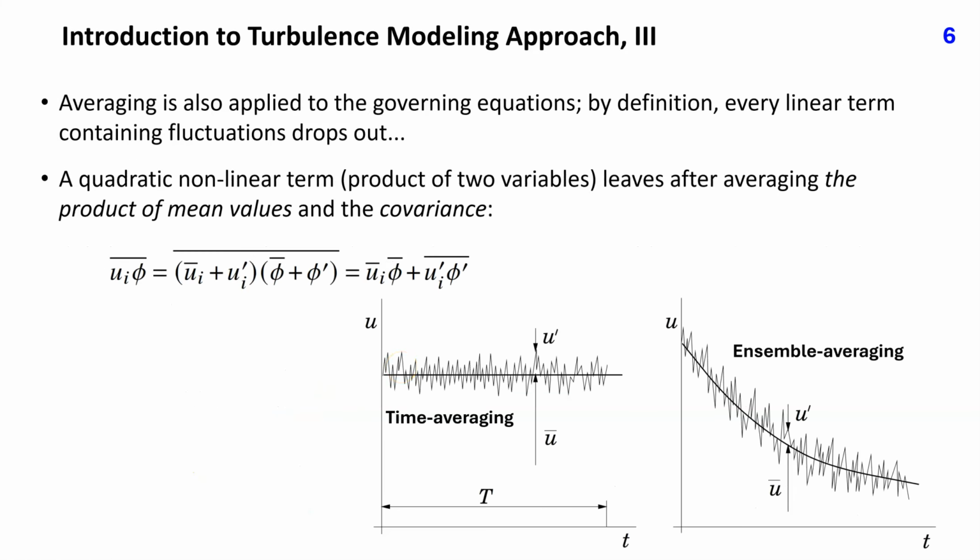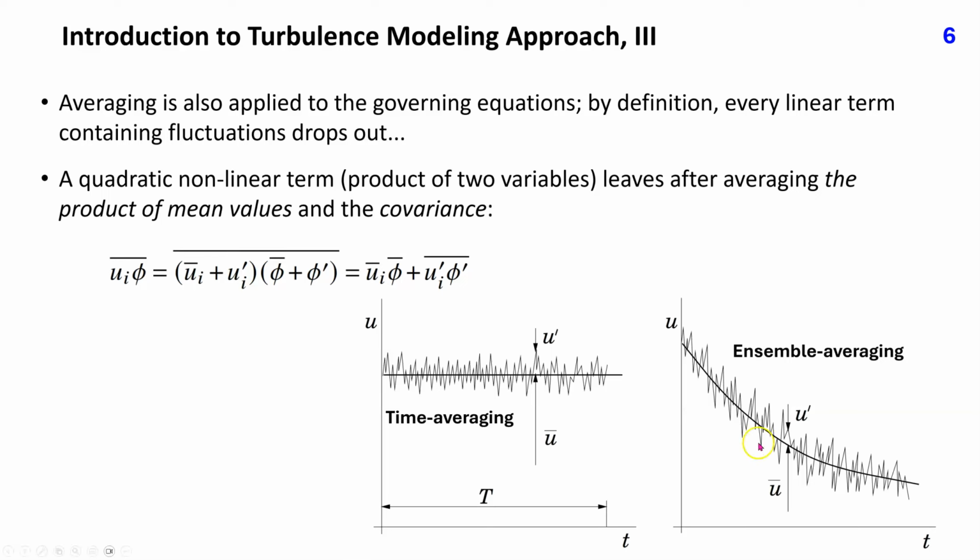This plot shows schematically the variation in time of instantaneous velocity component u at a fixed point in space, its mean value, and the fluctuation at an instant of time. By definition, the time average of the fluctuation is zero.